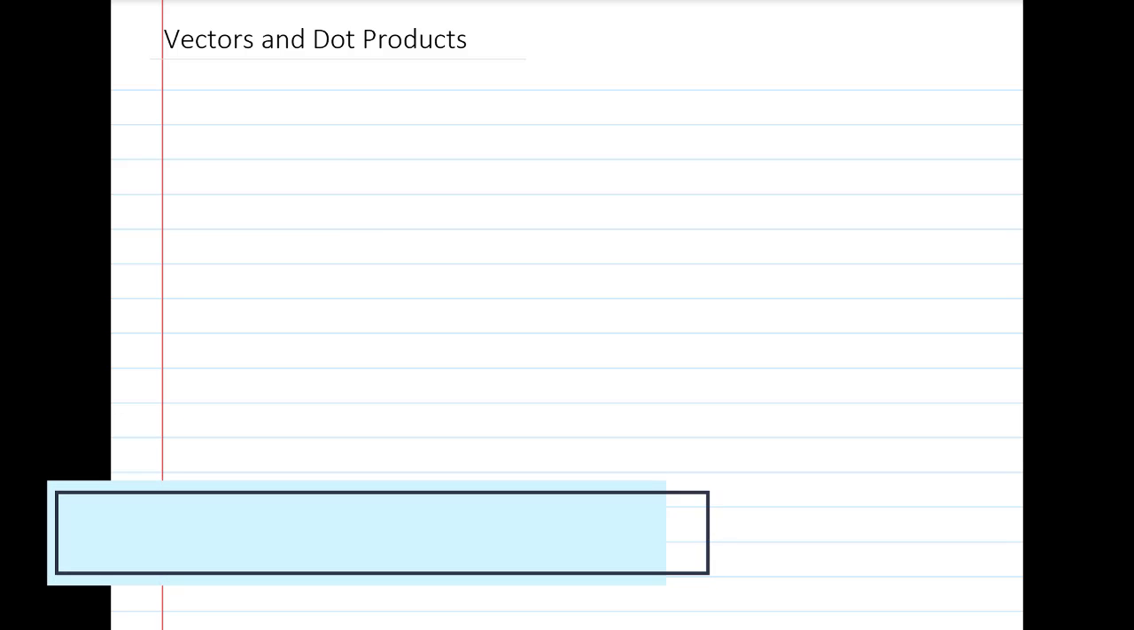Alright guys, in this section we're going to be discussing vectors and dot products. So far you have studied two vector operations, vector addition and scalar multiplication, each of which yields another vector, as we saw in the previous section. In this section we're going to study a third vector operation that we call the dot product. This operation is going to yield a scalar, in other words a real number, rather than a vector.